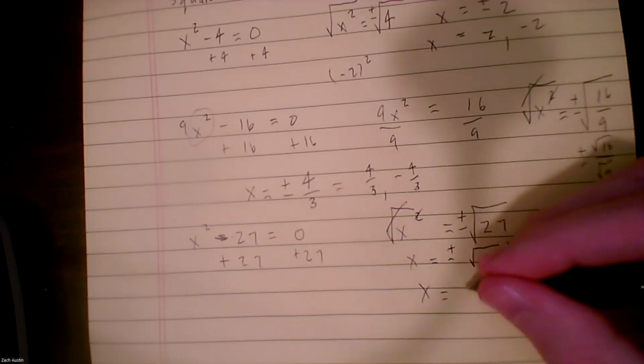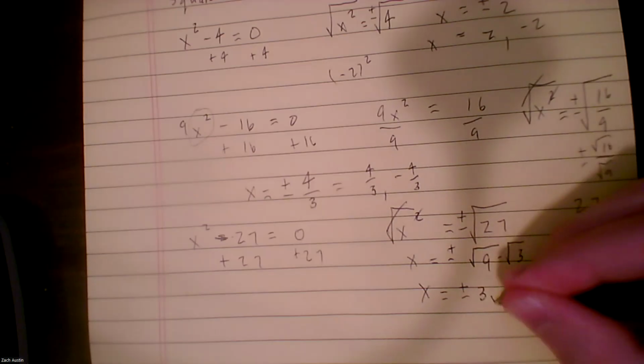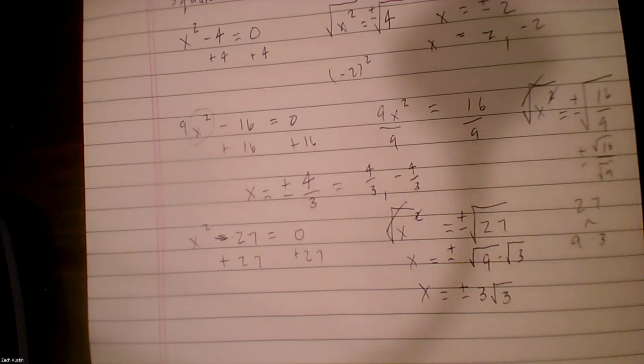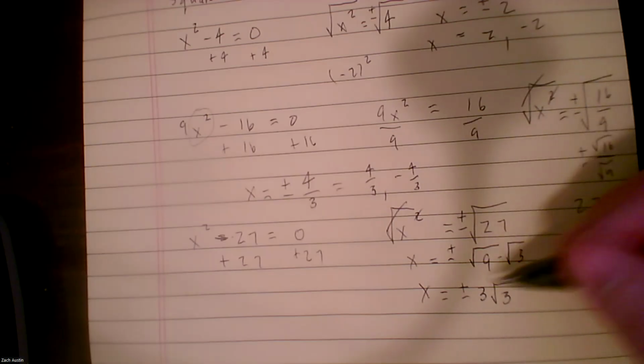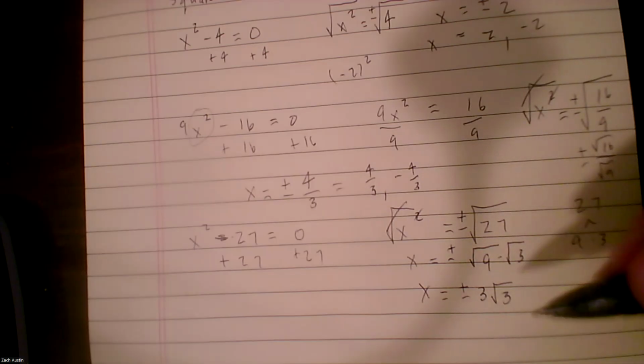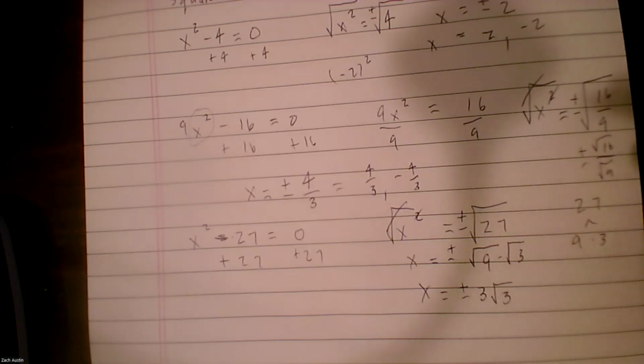The square root of 9 is equal to 3, and then the square root of 3 is not something we can simplify, right? It's just not a rational number. So we can bring that down. And so the square root of 27 is considered to be more complicated than 3 times the square root of 3. So we do want to kind of clean it up like this.